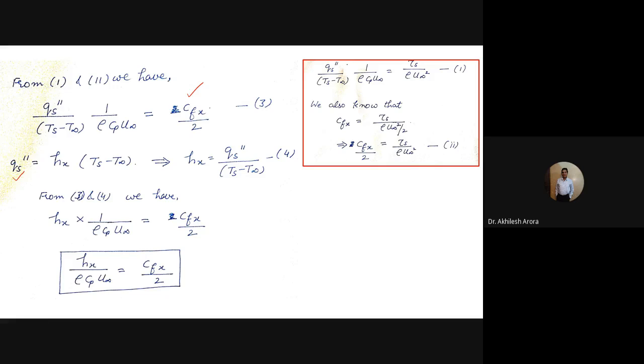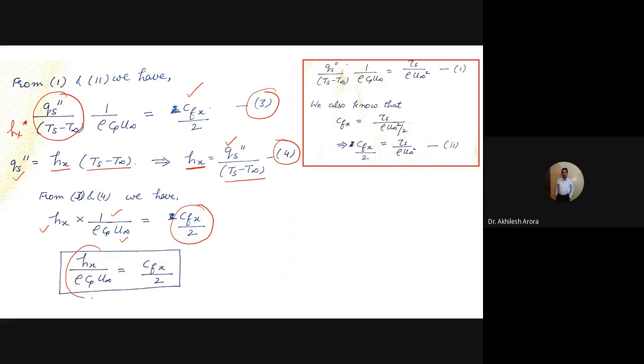This is the heat flux value. It should be equal to the local heat transfer coefficient times the temperature difference, which is given as Ts minus T infinity. So from here I can write Hx, the local heat transfer coefficient, will be equal to Qs double dash divided by Ts minus T infinity. Just see equation number 3 and equation number 4. This term represents the local heat transfer coefficient. So I can write Hx into 1 over rho Cp u infinity is equal to Cfx divided by 2, and Hx divided by rho Cp u infinity is equal to Cfx by 2.